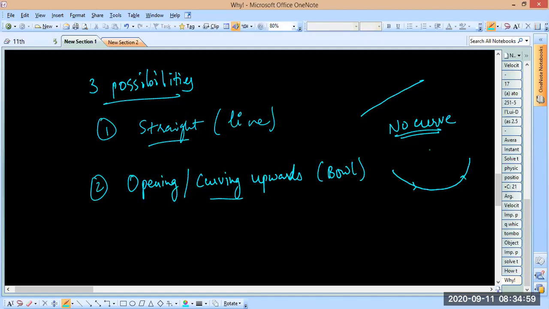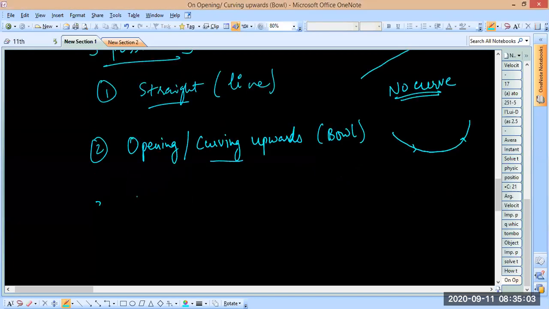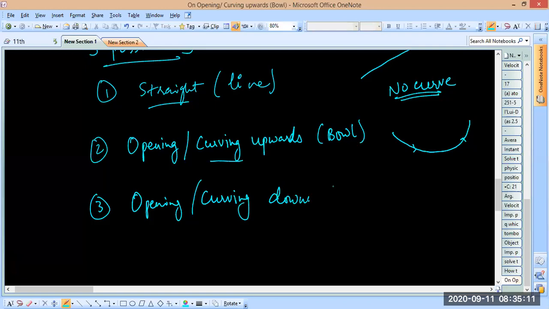Either it will curve up or it will curve down. So this is the next one, opening or curving downwards, right? So that would be like a bump. Have a look at this, right? You can see this graph is curving up and this graph is curving down.